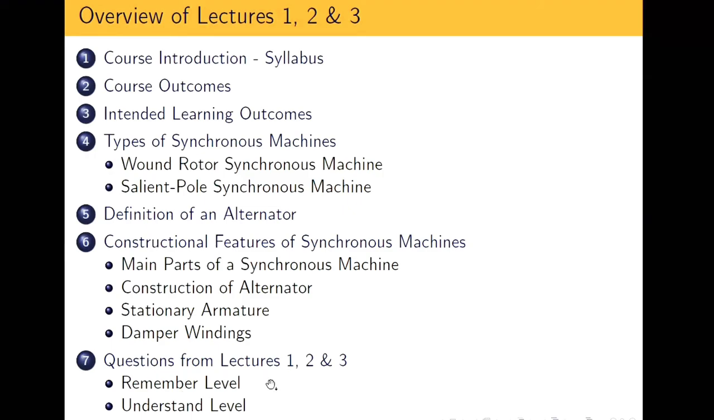And some questions from these three lectures 1, 2, and 3 are scheduled to be remember level and understand level. Based on the magnitude of the question, the questions might carry 2 marks, 4 marks, 6 marks or 8 marks. These are the stationary armature, topics 6 and 7, which we will be discussing today.